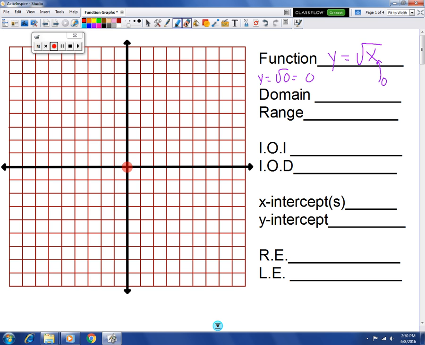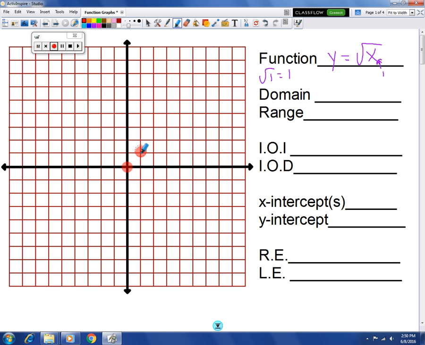Alright, now the next point I'm going to plug in is positive 1. The square root of a positive 1 is 1. So when I plug in 1, I get an answer of 1. So I also have a point at positive 1, positive 1, which will be right there.